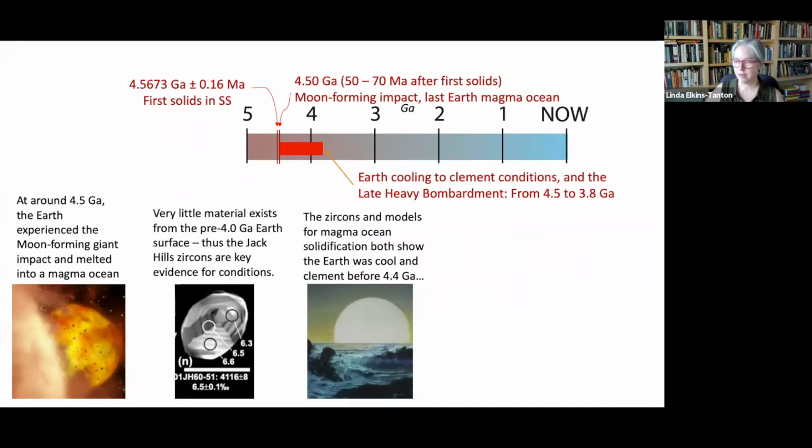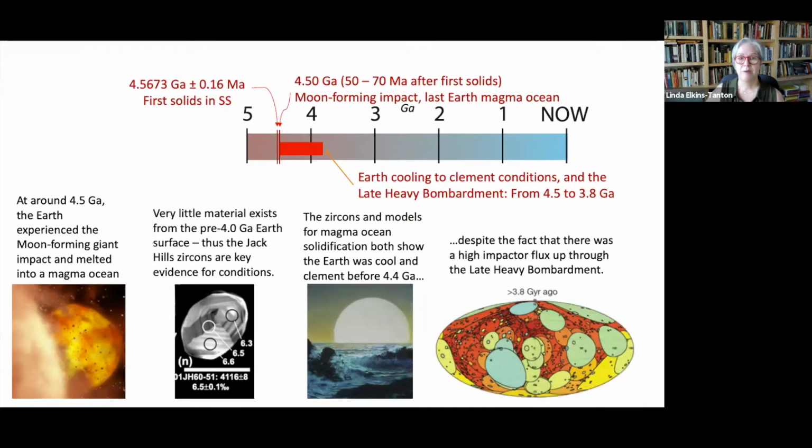The zircons and then models for magma ocean solidification both show that the Earth was cool and clement before 4.4 billion years ago, despite the fact that there was a high impactor flux up through the late heavy bombardment.